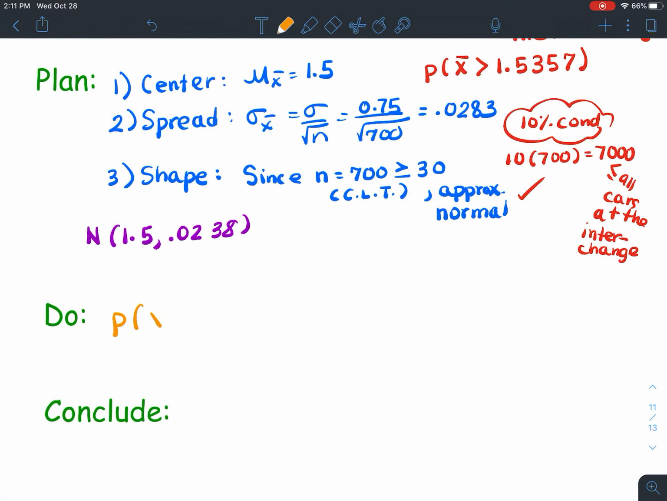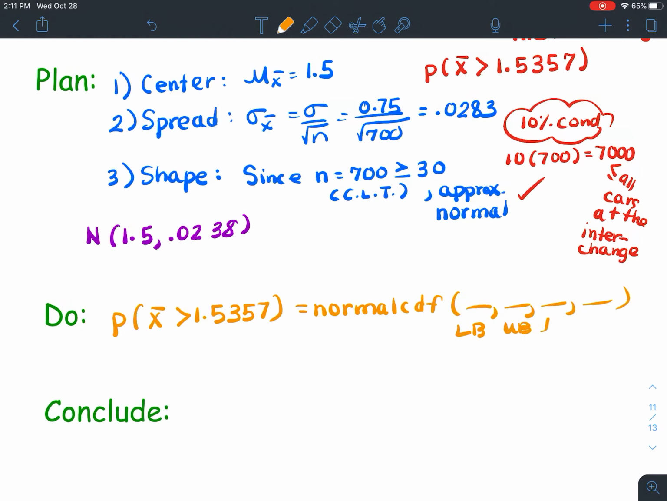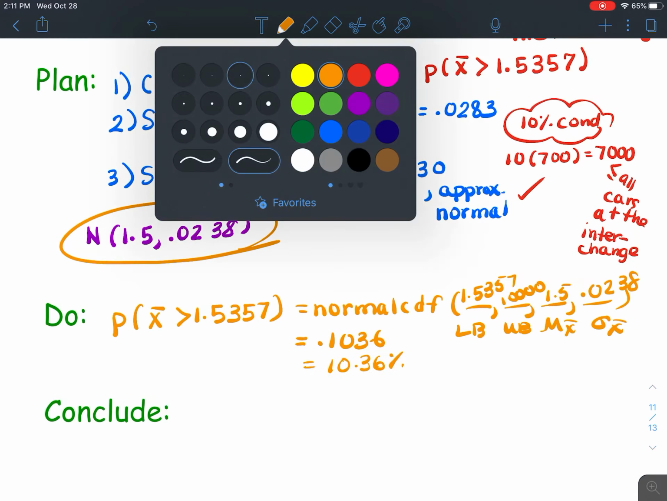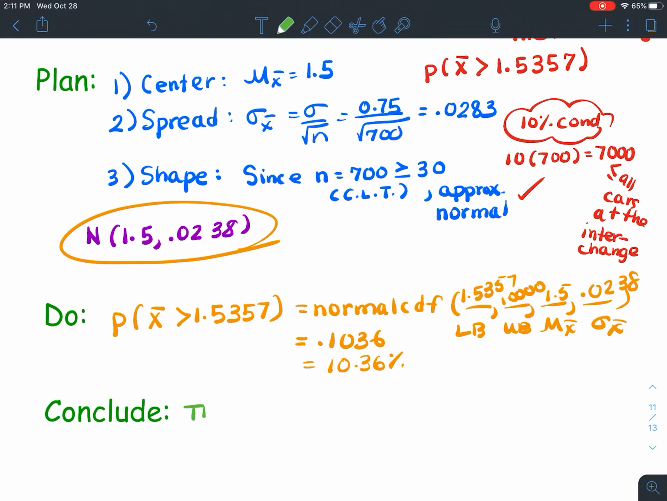The do step is when we actually get to perform the answer to our probability question. We're going to do our normal CDF. Okay, looks like our lower bound 1.5357, upper bound 10,000, mean 1.5. Keep in mind we're using these values here, 0.0283. This is going to come out to about 10.36%.